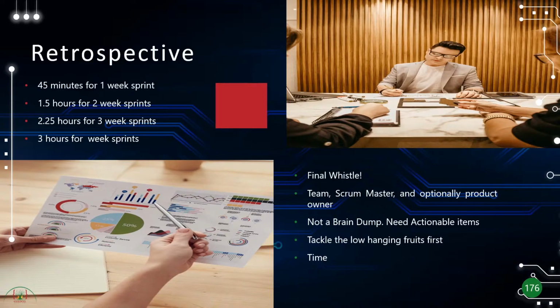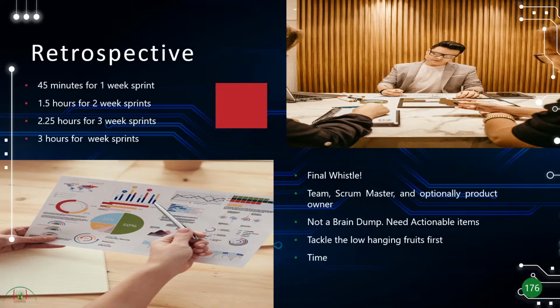So this is kind of a rough timeline of retrospective. Let's say if you have a 1 week sprint, you can have a 45-minute retrospective. If you have a 2 week sprint, you can have 1.5 hours of retrospective, and so on. Even if you don't stick to this timeline, make sure you have some amount of retrospective just to get the perspective of the team, the product owner, and the Scrum Master as to what can be improved.